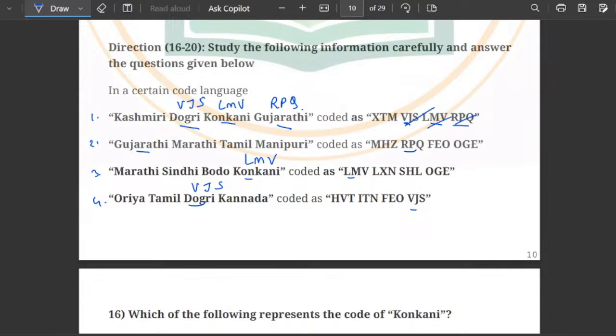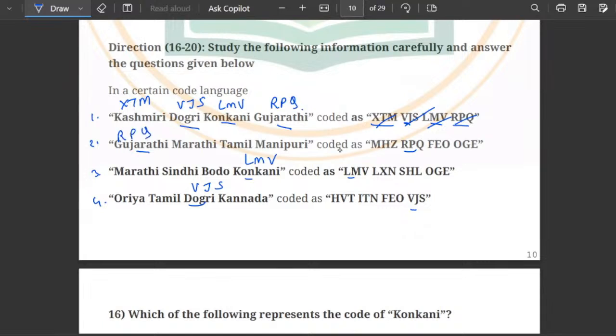So basically, these questions you can actually solve within 2.5 minutes, provided you have good speed and practice of these questions. Now, what is left? KT, XTM. XTM will go for Kashmiri. So, first line is done. Come to the second line. Gujarati, we came to know it's RPQ.